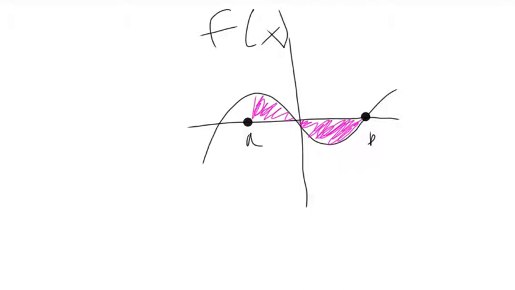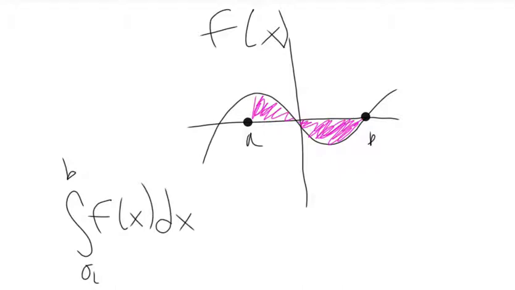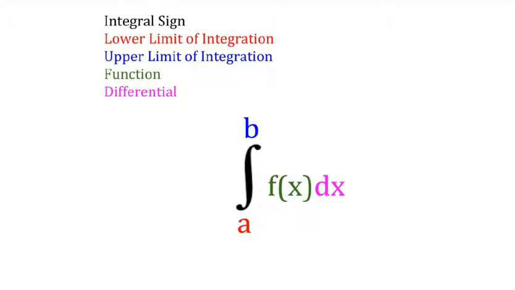Well, the way we write that is the integral from A to B of the function of x, with respect to x, so we write a little dx there. I'm going to pull up a little reference guide for integrals, so you may want to take a screenshot of this so you know what it means. So we have our integral sign right here. Then we have the lower limit of integration, that's where we start taking the area. And we have the upper limit of integration, that's where we finish. We have the function that we are trying to find the area of, it's right here. And then we have the differential to clarify what variable we are using.